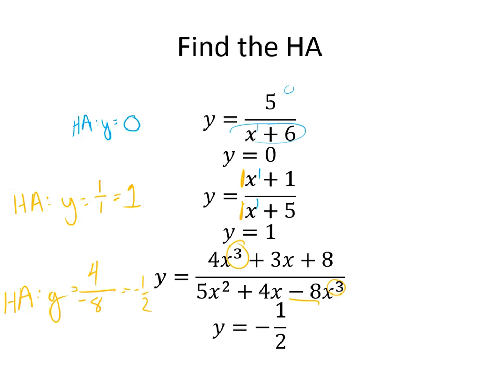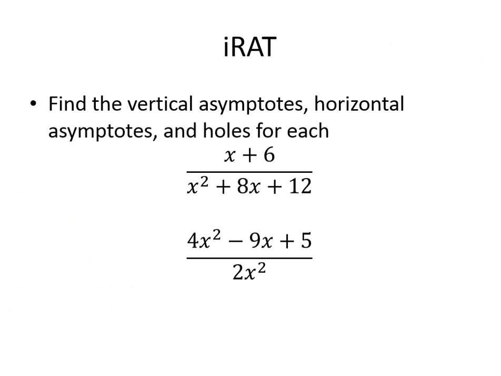Now, if you were to graph these on your calculator and make your x max really big, you'll see that they do approach those numbers. The graphs would look something like this. The top one would look something like this, and it gets closer and closer to the x-axis, because that's where it would be.